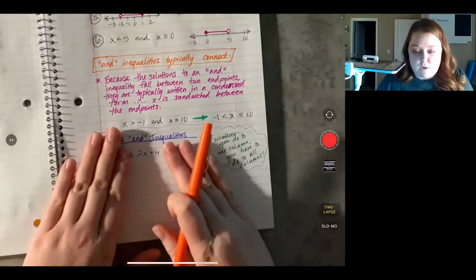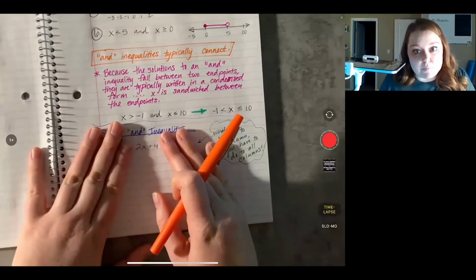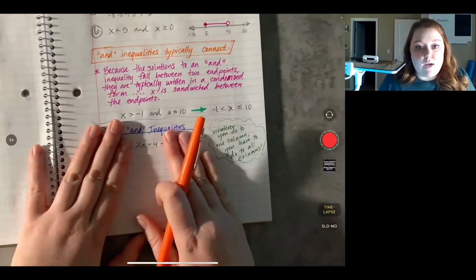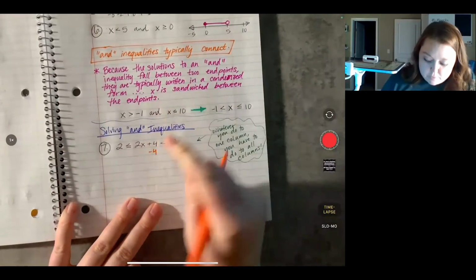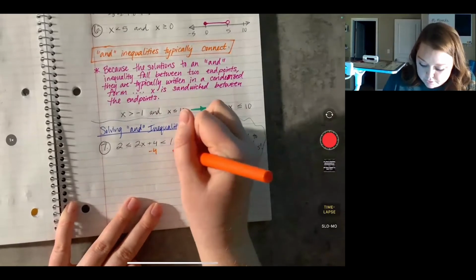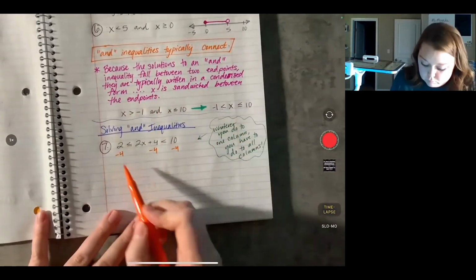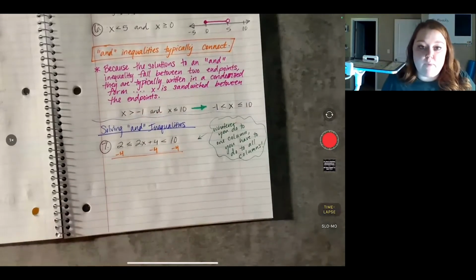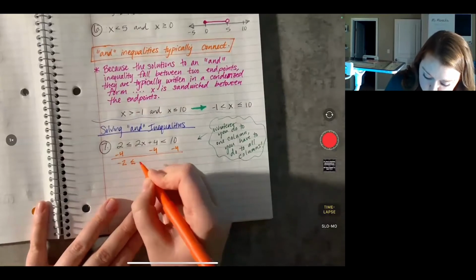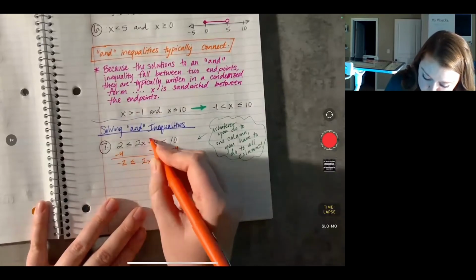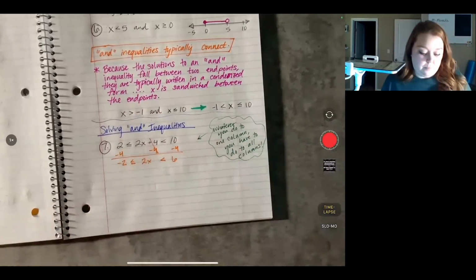If I'm focusing on where x is, x is in the middle column, and typically it's going to be in the middle column because it's sandwiched. The first number I get rid of is the 4. So I subtract 4, but whatever I do to one column, I have to do to all 3. So I subtract it from the 10 and from the 2. 2 minus 4 is negative 2. Drop down your symbol. I'm left with 2x. Drop down your symbol. 10 minus 4 is 6.